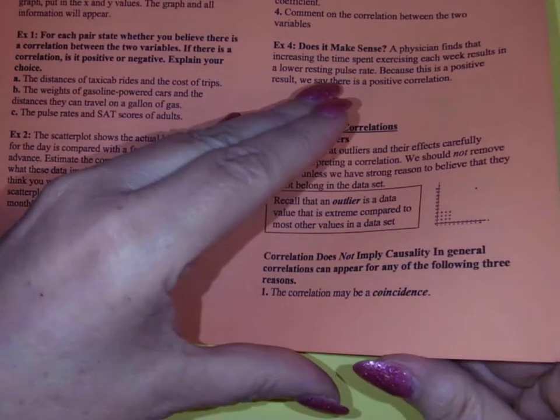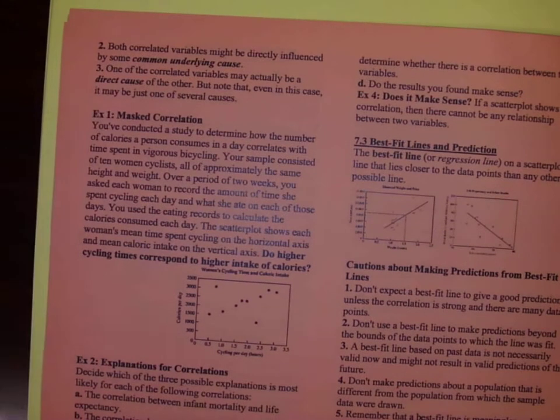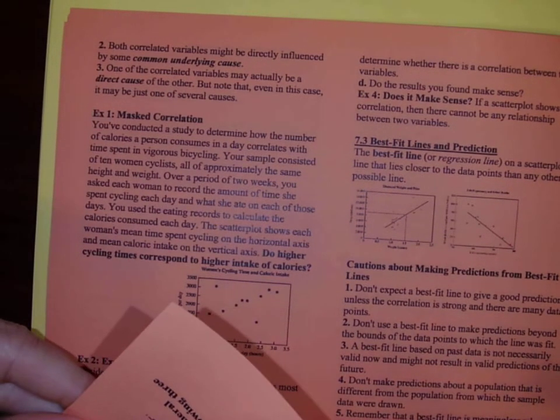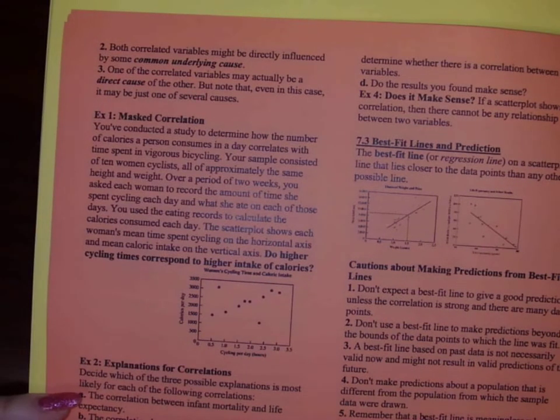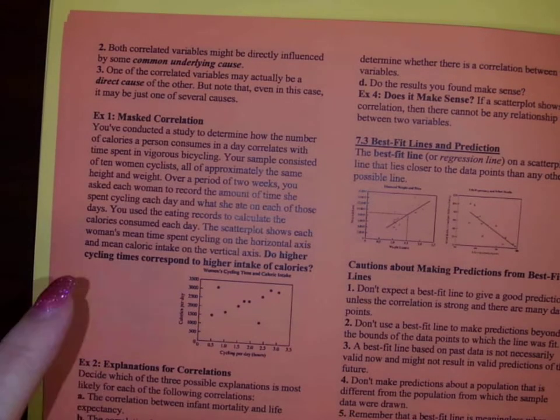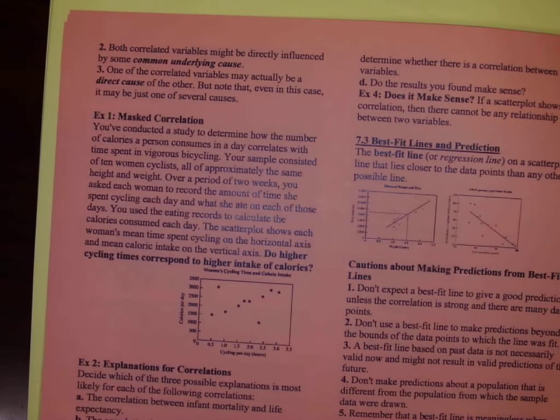So the correlation may be coincidence. Both correlated variables might be directly influenced by some common underlying cause, or one of the correlated variables may actually be the direct cause of the other. Even in that case, it may be just one of several causes. And that's referring to the idea that correlation does not imply causality.